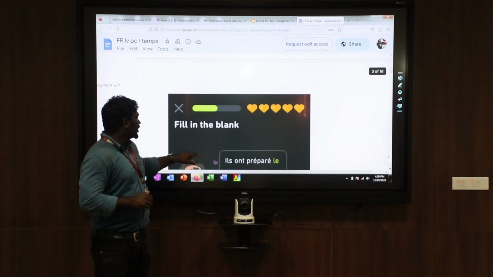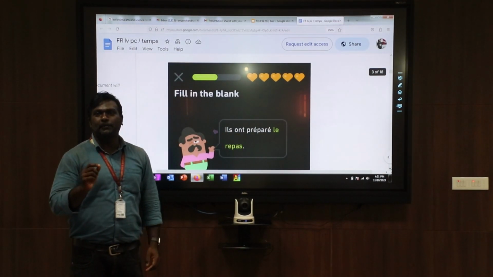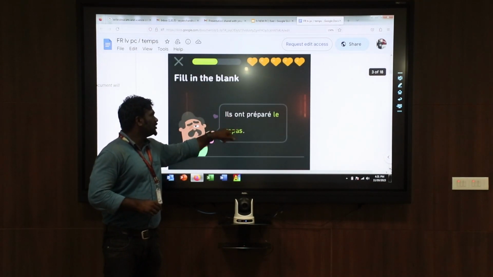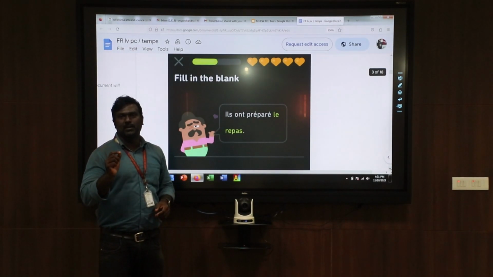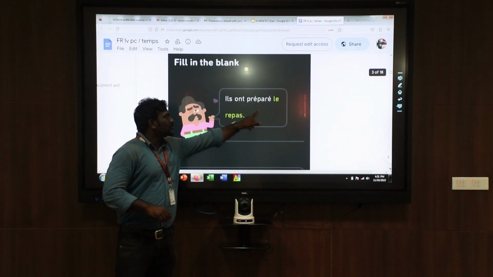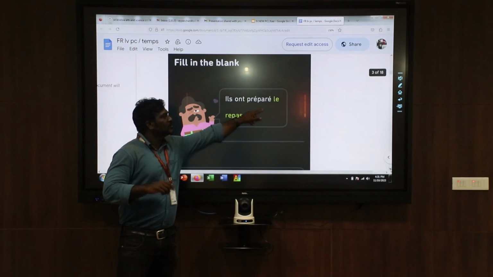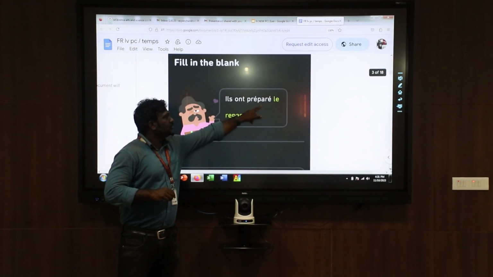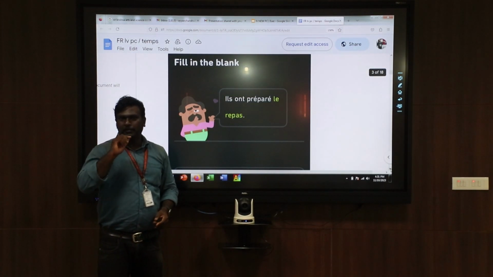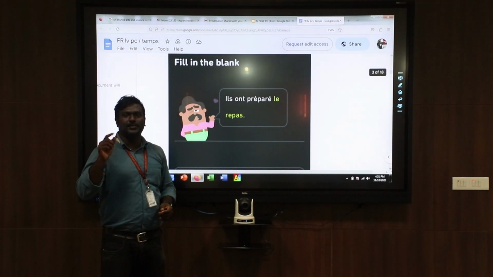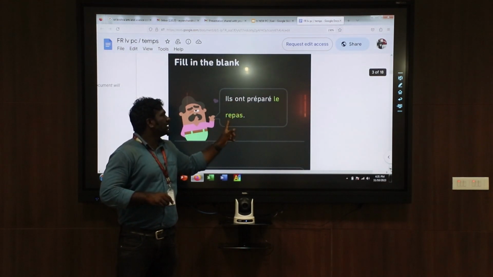Okay, we will see another example. Ils ont préparé le repas. They have prepared the meal. Ils is the subject, ont is the auxiliary verb avoir, and préparé is the past participle of the verb préparer. It comes under the 6b slide. You cannot find the préparer verb in 6a, so you will find it in 6b. Préparer, P-R-E-P-A-R-E-R. Because the verb ends with er, you cut er and you put é with an accent, so it becomes préparé. They have prepared the meal.